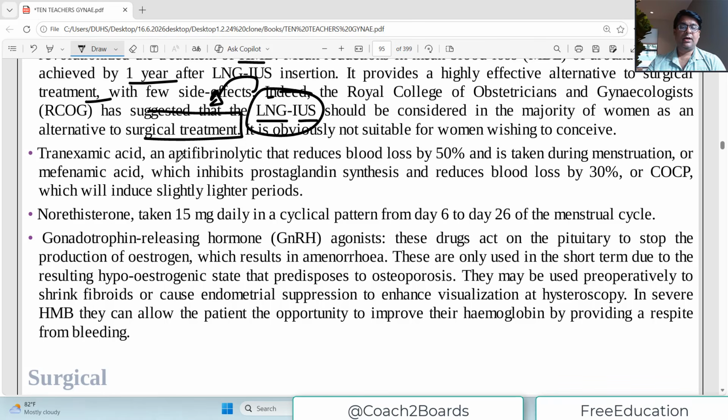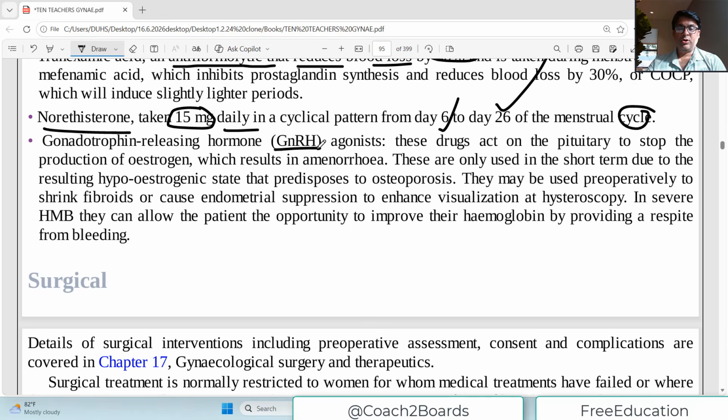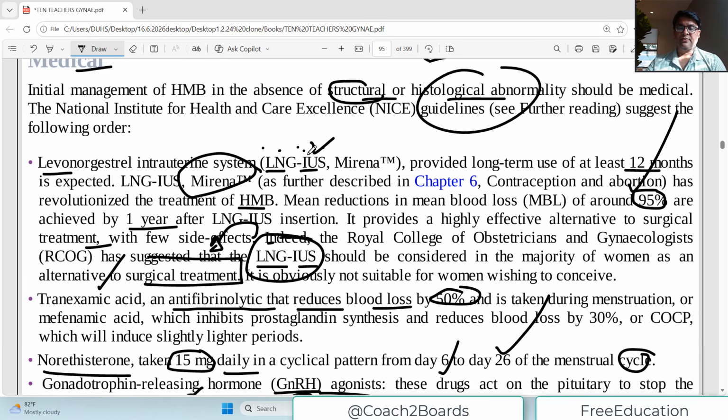Tranexamic acid, it is an antifibrinolytic that reduces blood loss by 50%, also very successful. Then norethisterone taken 15 milligrams per day in a cyclical pattern from day 6 to day 26 of the menstrual cycle has also been very useful. Then GnRH agonists, these are the drugs which act on the central axis, the pituitary, to stop the production of estrogen, and this then leads to amenorrhea. So you're shutting off the central system, right? But then there are better drugs available.